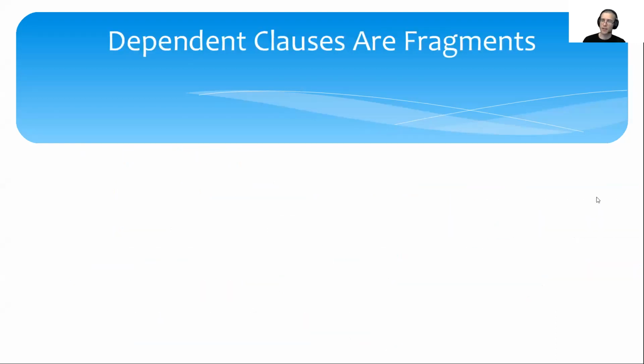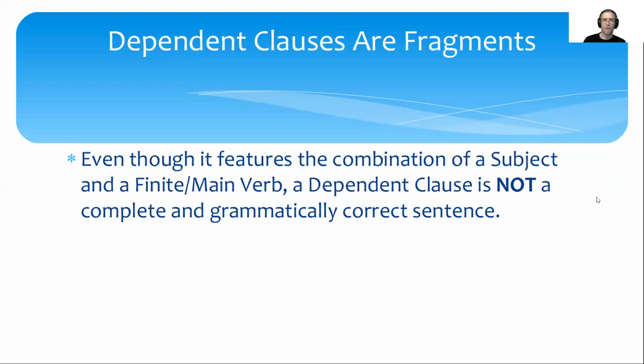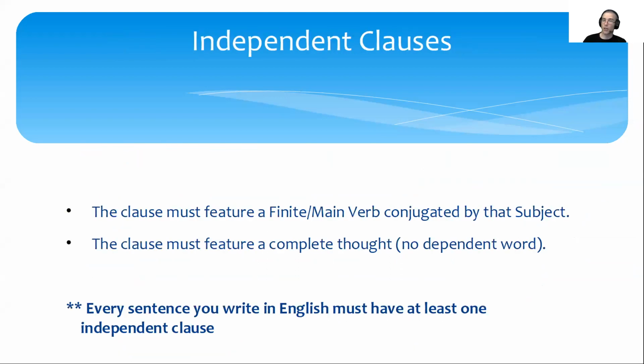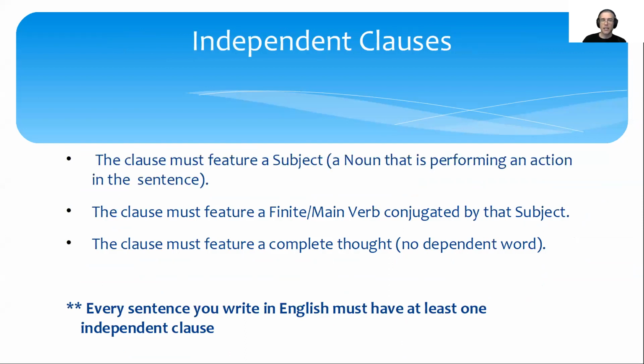Now, dependent clauses, as I said, are fragments. Even though it has a combination of a subject and a main or finite verb, the dependent clause is not a complete and grammatically correct sentence. This type of clause is logically incomplete. It leaves out salient, necessary information to understand the idea. The idea isn't complete in itself, and so has to be attached to an independent clause in order to complete a sentence. The independent clause has to feature both a subject, that is, a noun that's performing the action.